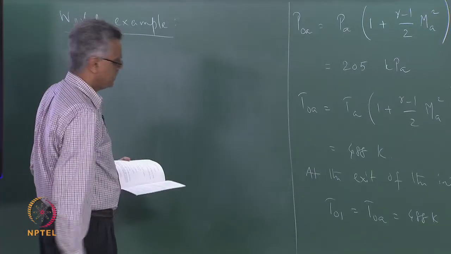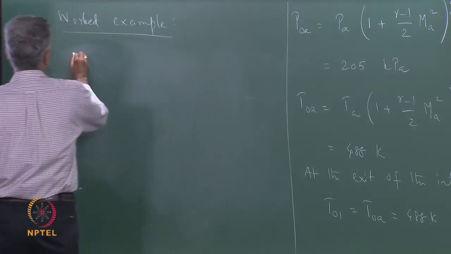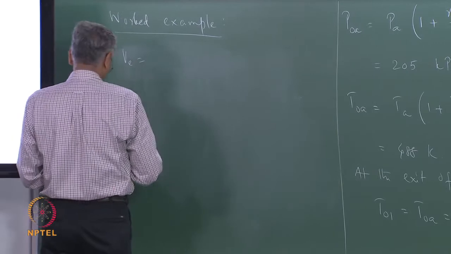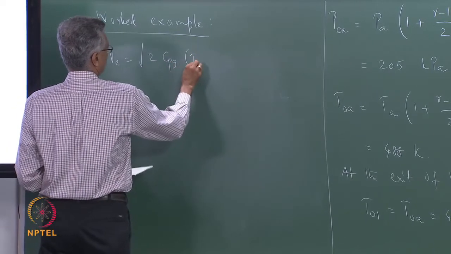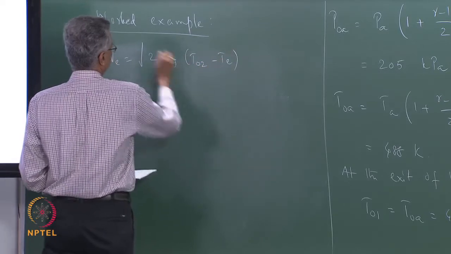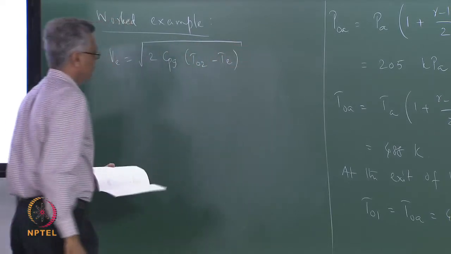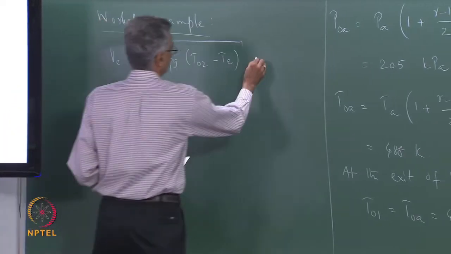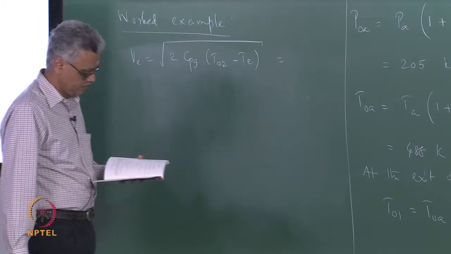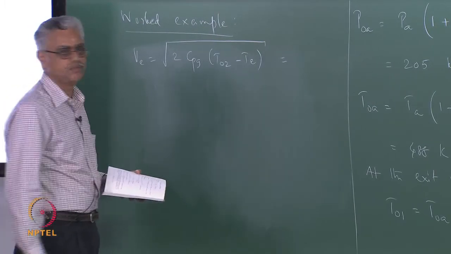So, now that I have the static temperature, I can calculate the exit velocity V_e as follows: square root of 2 times Cp_g times (T02 minus T_e). And if you substitute the numbers, this works out to be 826 meters per second.